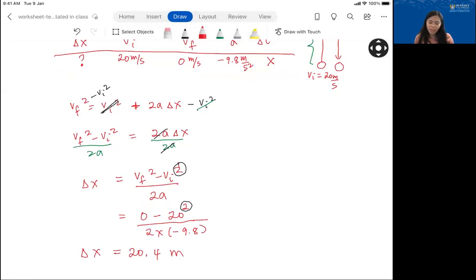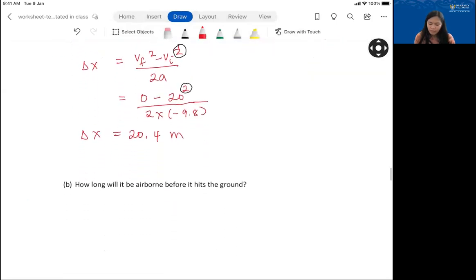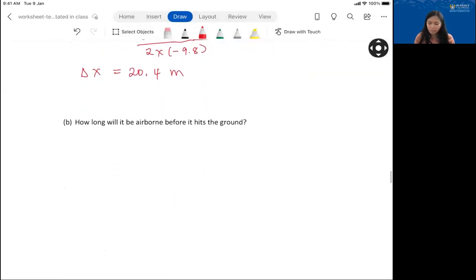The fact that you had a positive delta x means that the displacement of the ball is upwards, right? And the maximum height is upwards relative to the starting position of the ball. So a positive answer would be sensible in this case, right? Okay, the next question, how long will it be airborne before it hits the ground?